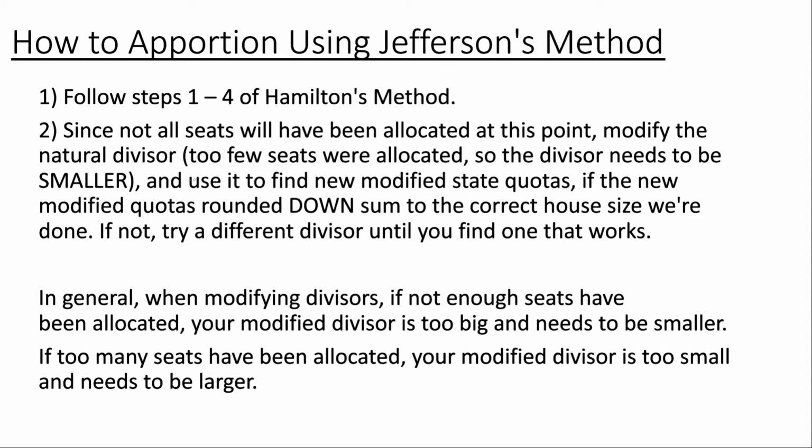And just something to note. In step 2, you're going to have allocated too few seats in the initial allocation. You want to modify your divisor by making it smaller. So for Jefferson's method, you always want to try a new divisor that is smaller than the natural divisor. In general, when modifying divisors, if not enough seats have been allocated, your modified divisor is too big and needs to be smaller. If too many seats have been allocated, your modified divisor is too small and needs to be larger. Let's get to some examples so we can have a better understanding of how this works.